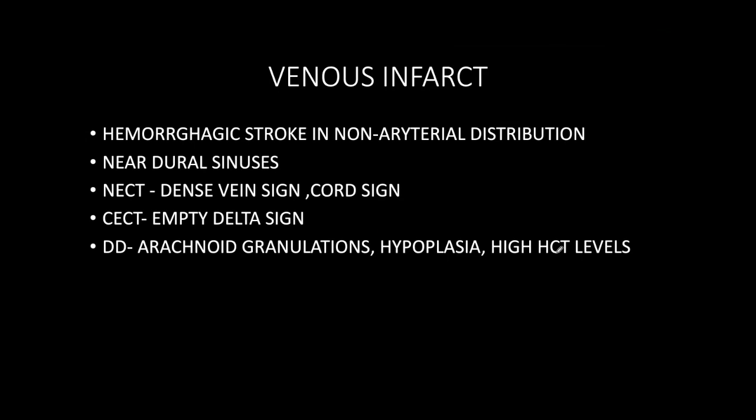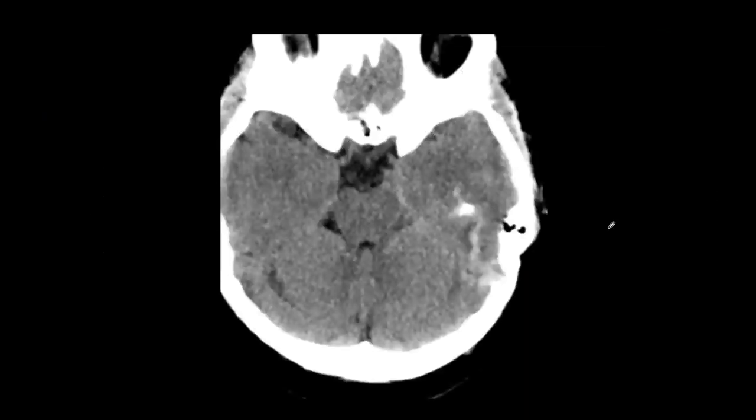And then high hematocrit levels. If you have polycythemia and those kinds of diseases, normally the blood itself is dense, so it can look like a dense vein sign. But just make sure you cannot have a dense vein throughout all the sinuses, right? So it could be something relating to a high hematocrit level that we need to be thinking about.